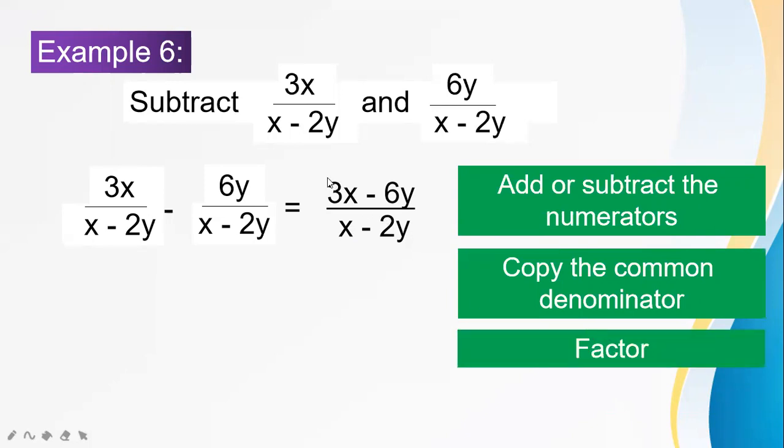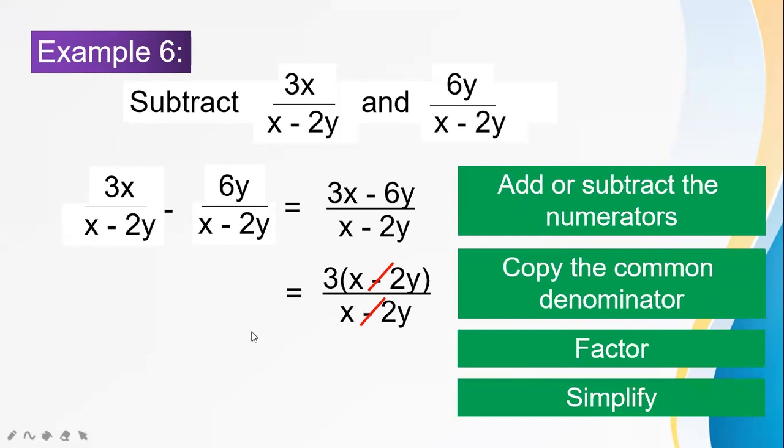Then factor, so this one is factorable. So we have 3x minus 6y. The number that can be divided into 6 and 3, we have 3. 3x divided by 3, we have x. Then negative 6y divided by 3, we have negative 2y. Then copy the denominator. Then you cancel the common factor. So cancel out the common factor, x minus 2y, then x minus 2y. Then simplify, and of course the answer is positive 3.